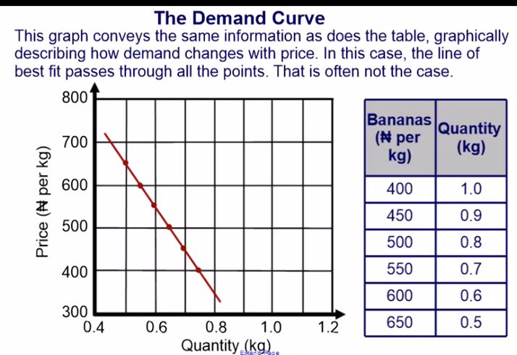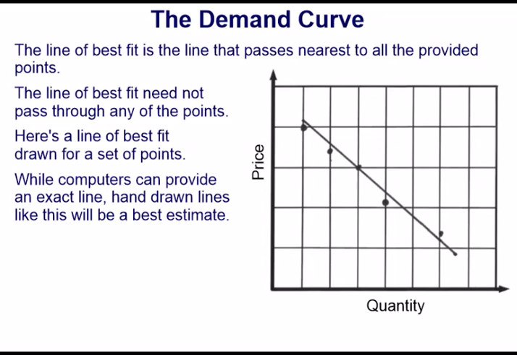That is often not the case. The line of best fit is the line that passes nearest to all the provided points. The line of best fit need not pass through any of the points. Here's a line of best fit drawn for a set of points. While computers can provide an exact line, hand-drawn lines like this will be the best estimate.